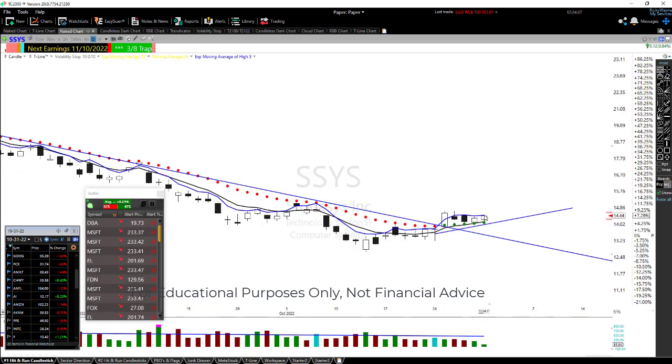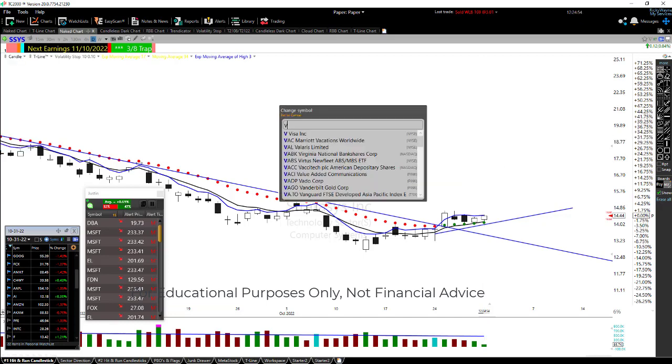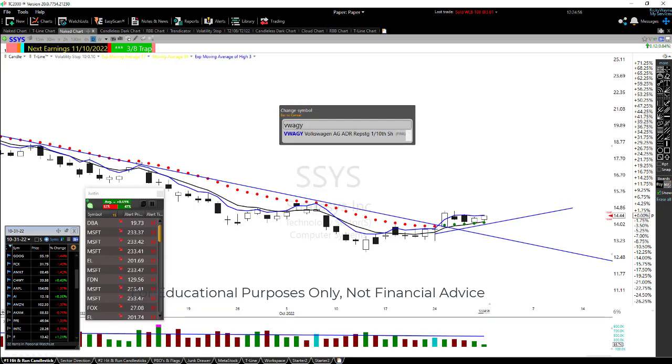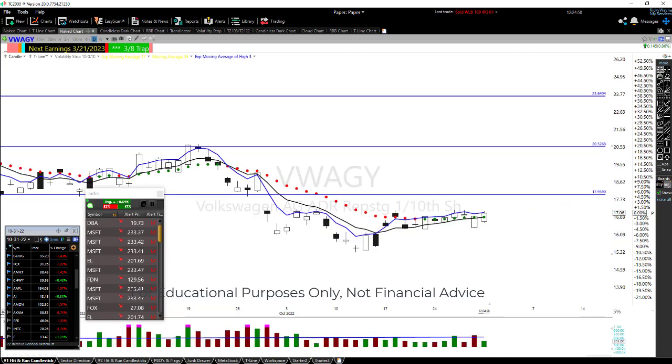We have a 3/8 trap. We have a flag. We have a pop out of the box. Call it whatever you want. We have a ding-dong Twinkie, if you want to call it that. Yeah, whatever you want to call this. That, to me, is a bullish trade, and I use the scanner to get it. VWAGgy. Look at VWAGgy. Look at that.